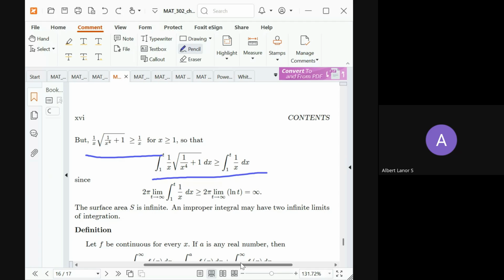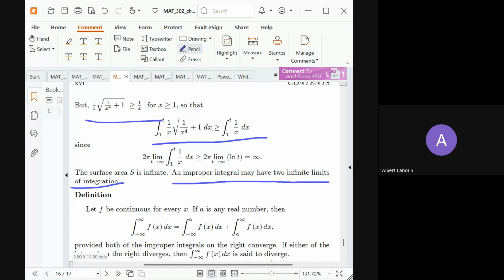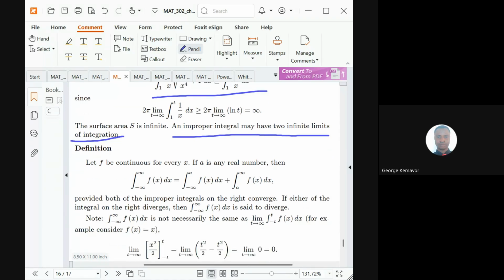So an improper integral may have two infinite limits of integration. Now, when you are integrating from minus infinity to infinity, okay.